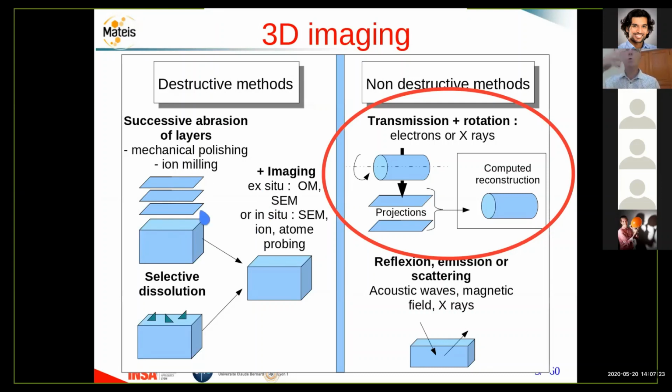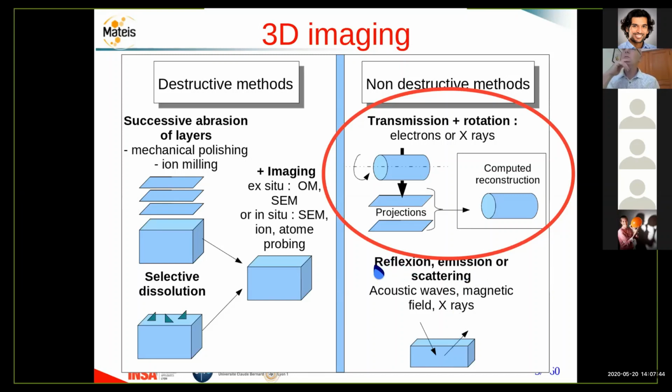This is called serial sectioning. It's very nice, very useful. It gives you, in the end, a 3D image of your microstructure. The problem is that it's destructive. So that's the reason why I will mostly speak today about the non-destructive methods, which also exist.